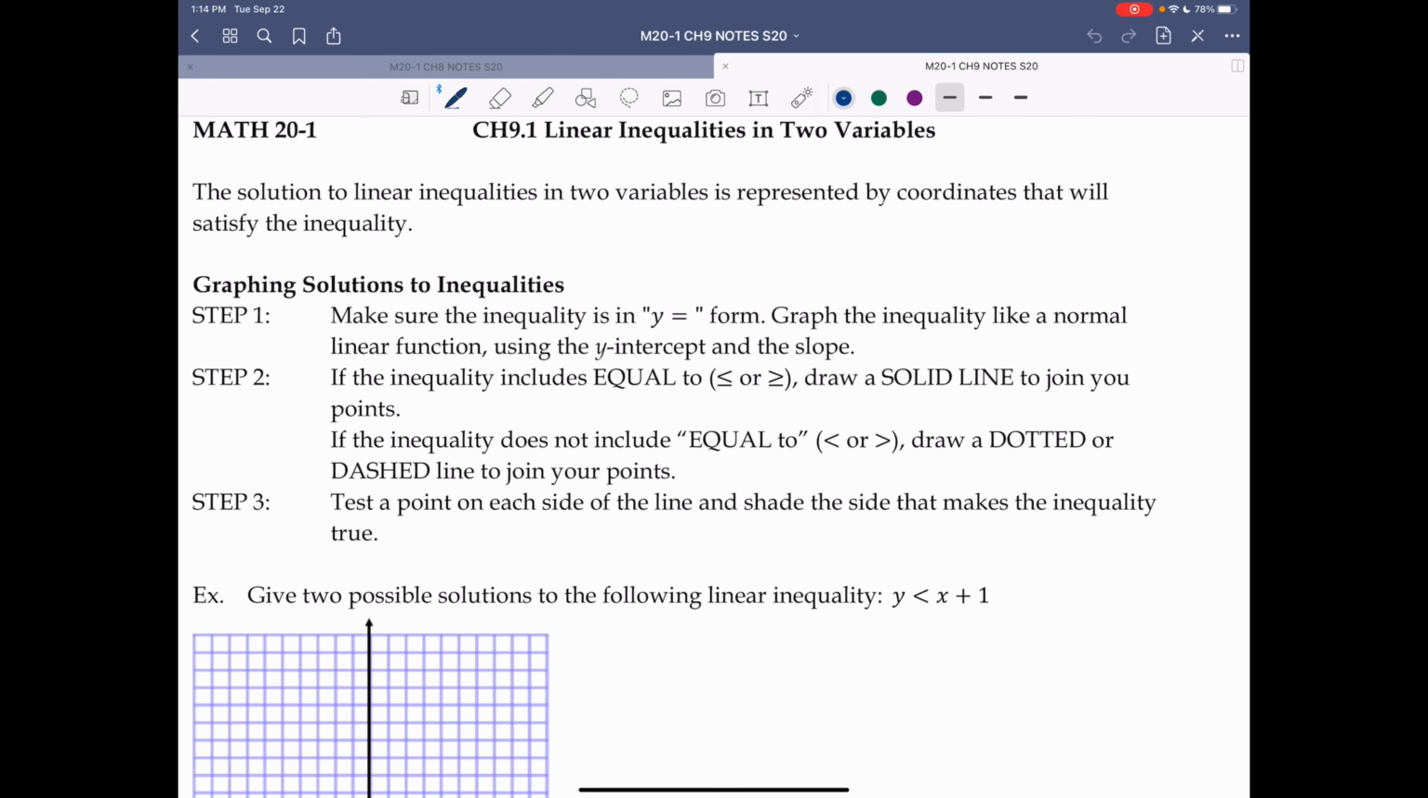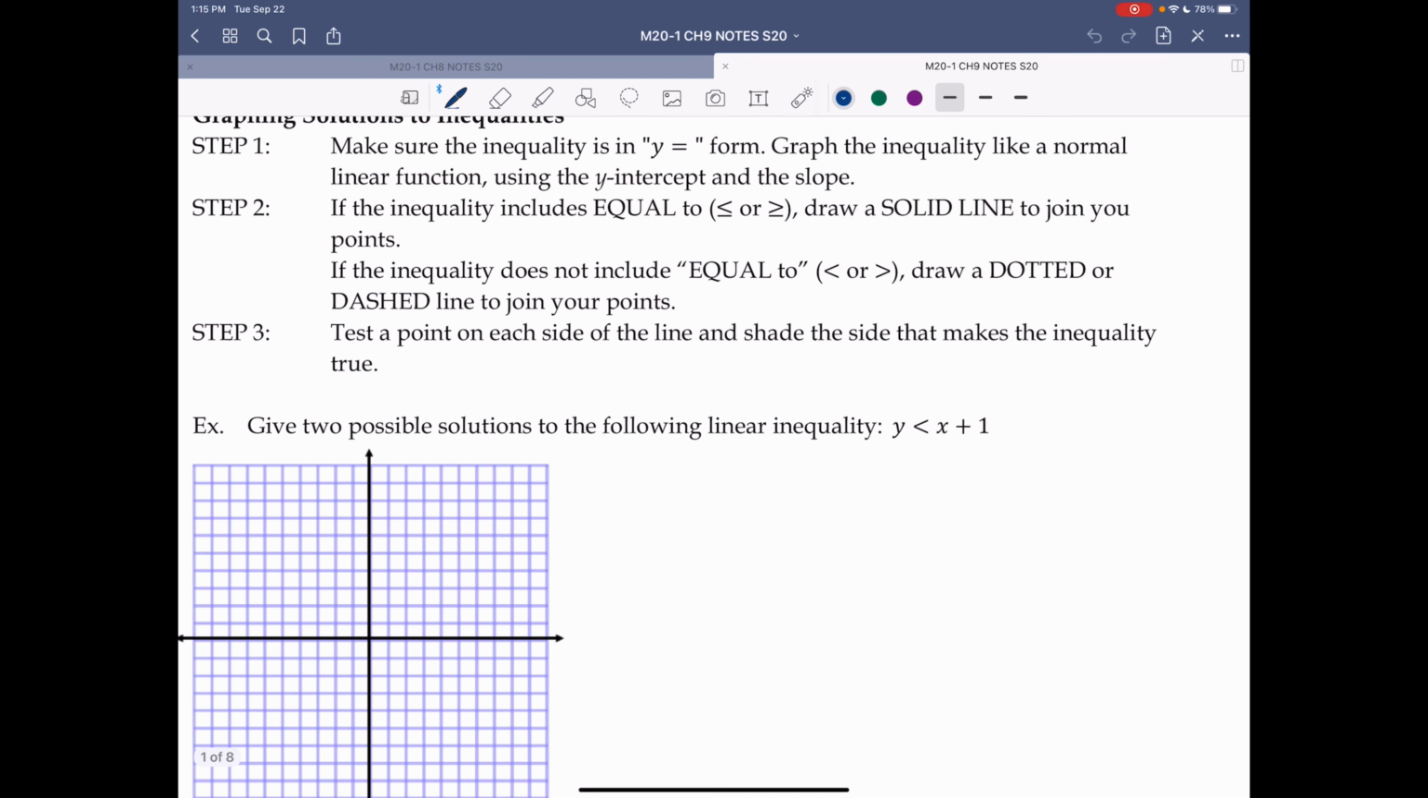This lesson is Chapter 9.1, Linear Inequalities in Two Variables. The solution to linear inequalities in two variables is represented by coordinates that will satisfy the inequality. Graphing solutions to inequalities. Step 1, you want to make sure the inequality is in y equals form, so the y variable is isolated and is positive. You're going to graph the inequality like a normal linear function using the y-intercept and the slope.